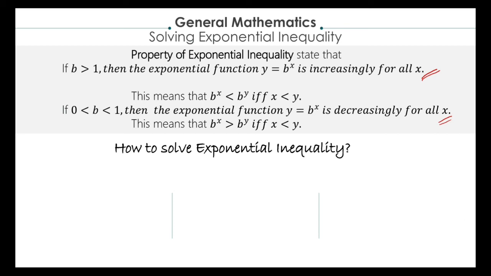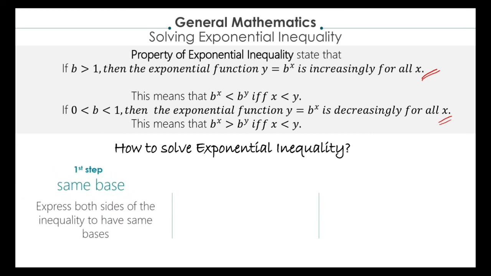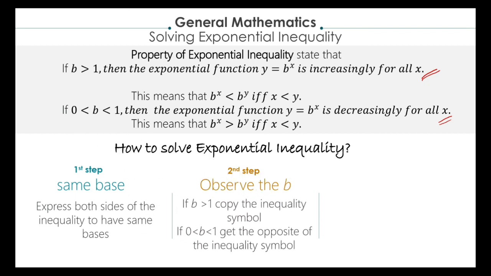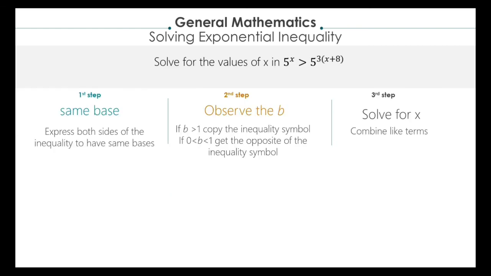So, ito ang i-apply nating property. So, again, how to solve exponential inequality ba? So, first step, so katulad din kay exponential equation, kailangan we have to express both sides of the inequality to have the same bases. Then, for the second step, you have to observe your base. Okay, anong titignan mo dun sa base mo? If your base is greater than 1, you have to copy its inequality symbol. But if your base is between 0 and 1, you have to get the opposite of the inequality symbol. And then, for the third step, you have to solve for x. Okay, so you have to apply combining like terms. So, para mas maintindihan pa natin itong steps to follow in solving exponential inequality, let us have an example.